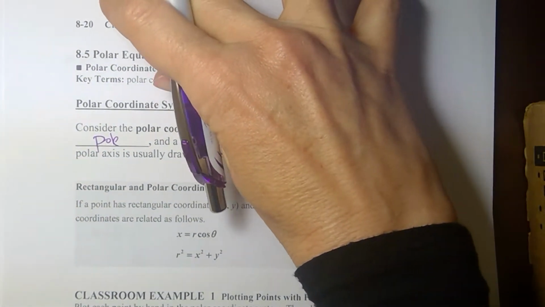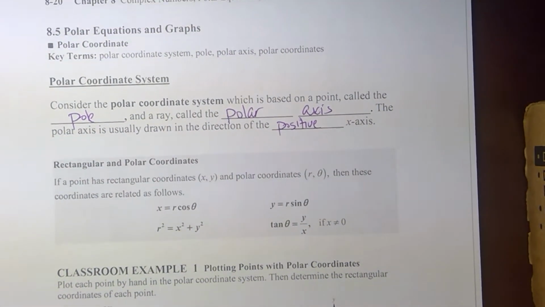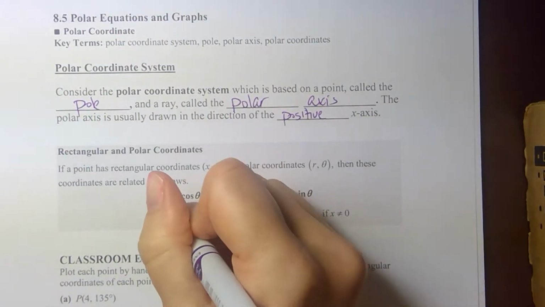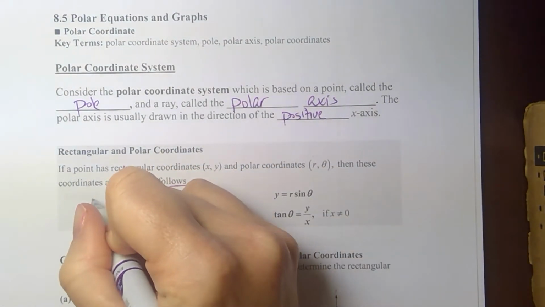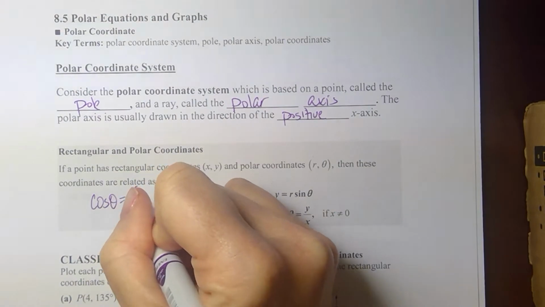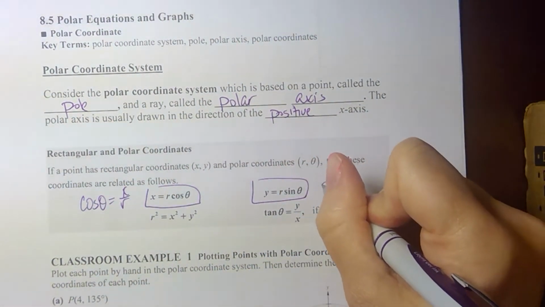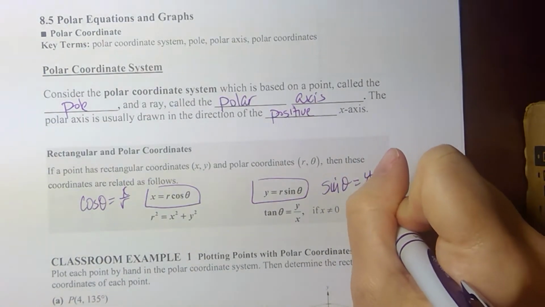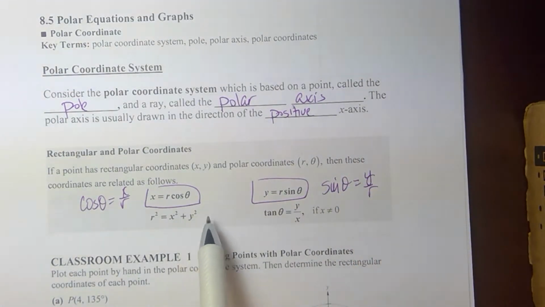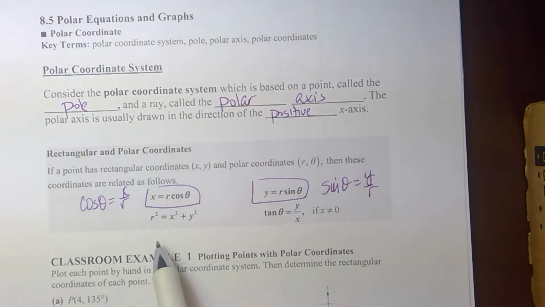Rectangular and polar coordinates, this is just a review of what you already know. You know that x equals r cosine theta because cosine theta is x over r. And you know that y is equal to r sine theta because sine theta is y over r. We know that the modulus was found using the Pythagorean theorem. In this case, we've got r squared equals x squared plus y squared. And we know that we can find theta using tangent, which is y over x.